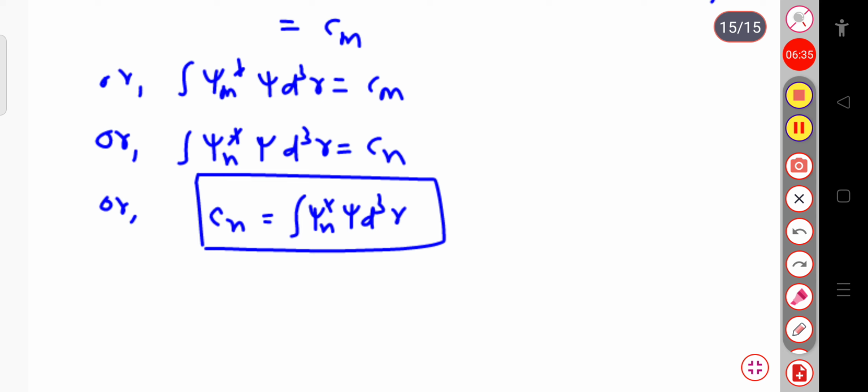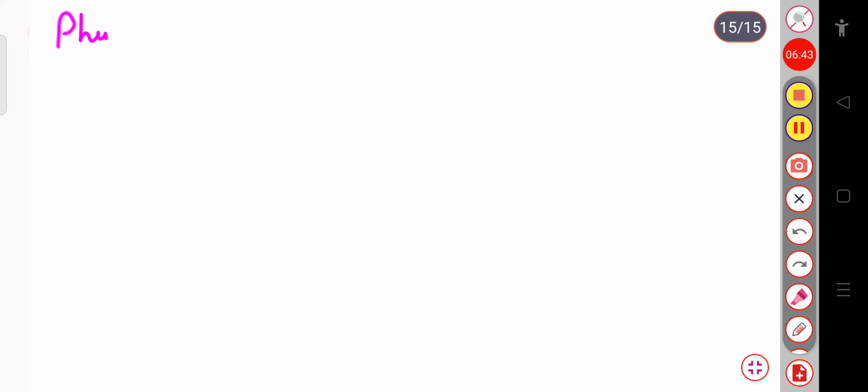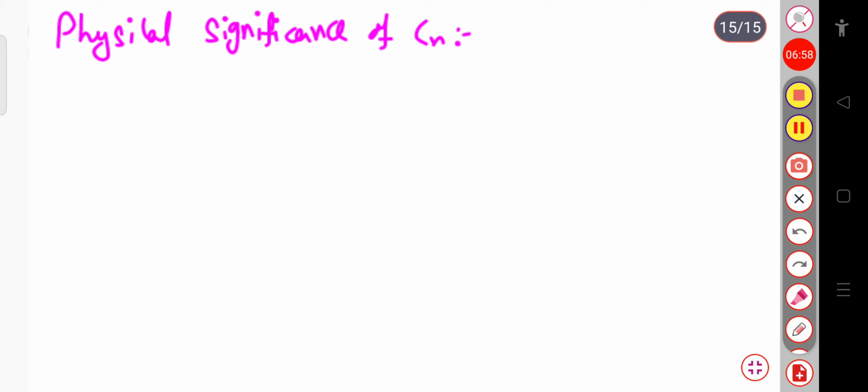Now we will see what is the physical significance of this Cn. Okay, so now let us see the physical significance of Cn. Okay, that is the constant coefficient of expansion, or the expansion coefficient. Now first of all here we will see if psi is a normalized wave function.